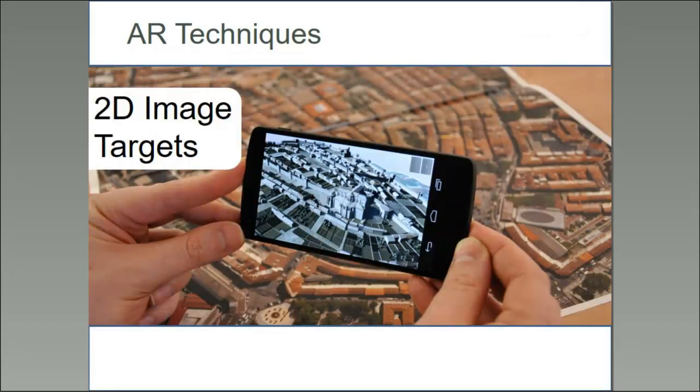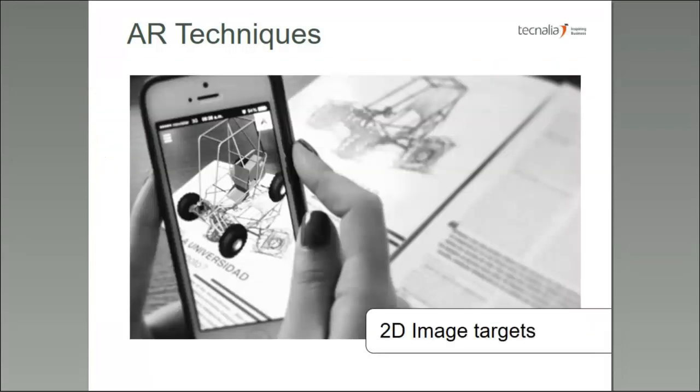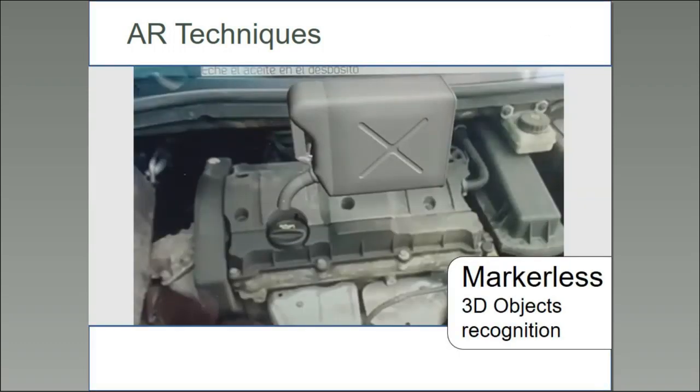So we can use, for example, 2D image targets, and we can use real images to act as AR markers. We can use these markers, for example, in cultural heritage, like in this example, or we can use them to add information to a paper-based manual. But now we are going to talk about markerless technique.